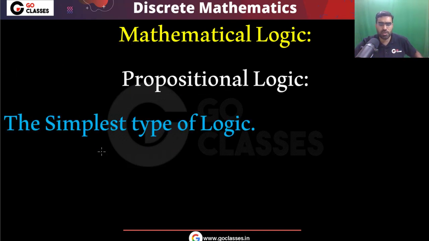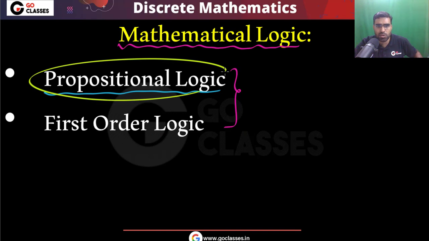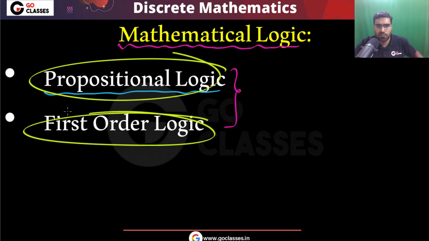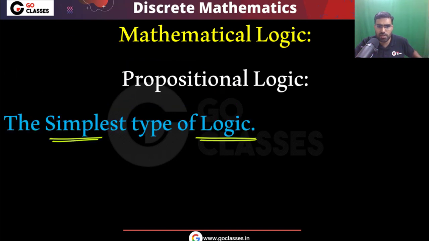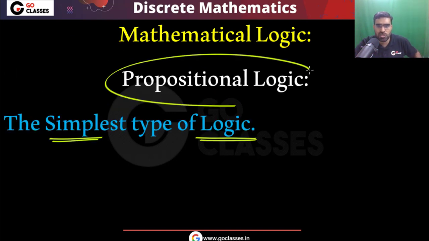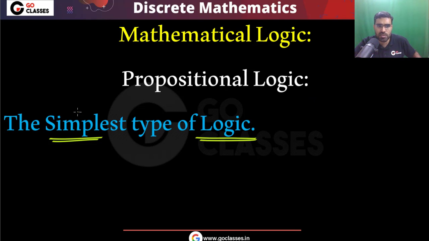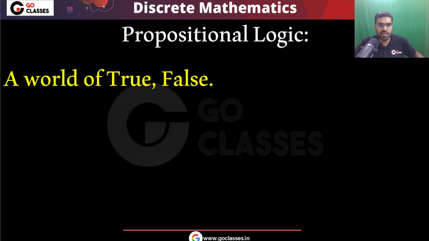This is our first topic, our first type of logic that we will study, and let me tell you that this is the simplest type of logic that is there. This propositional logic is actually simpler than first order logic. So this is the simplest type of logic that is available, so we will study that. Let's start. Let's see the overview of propositional logic.